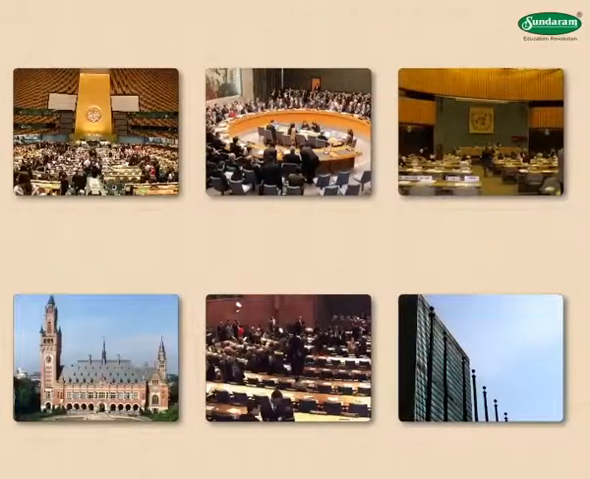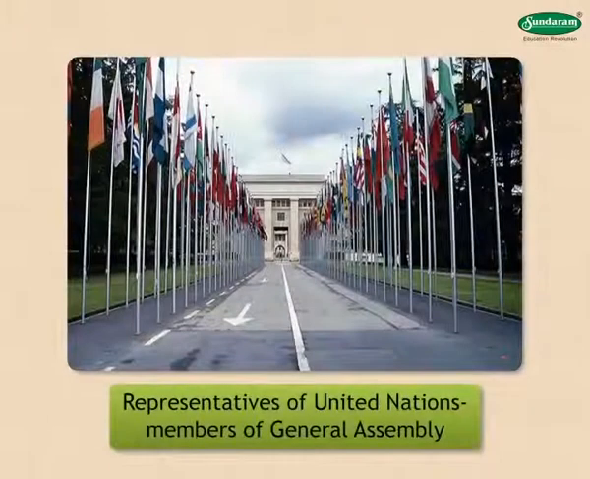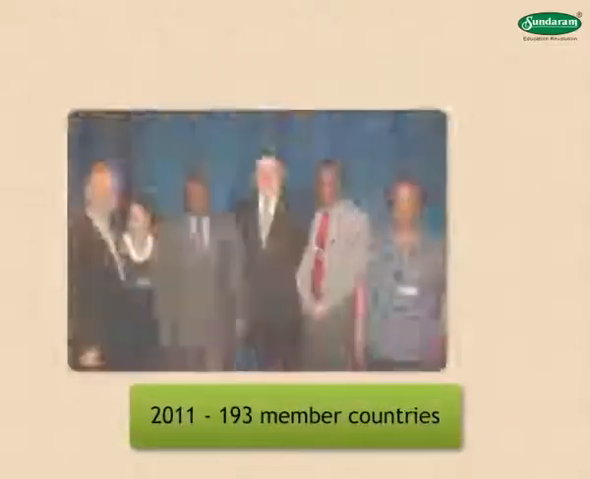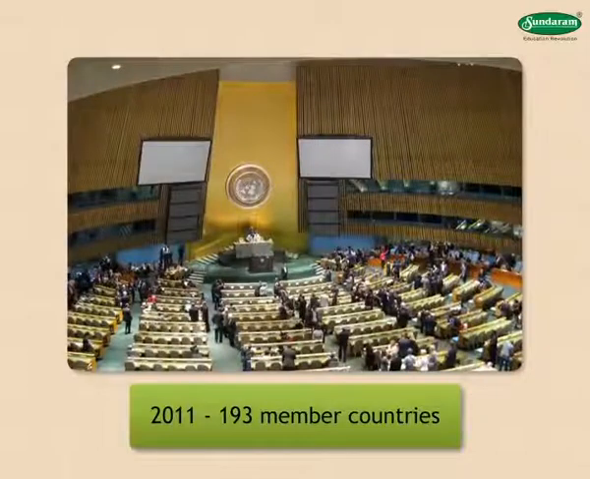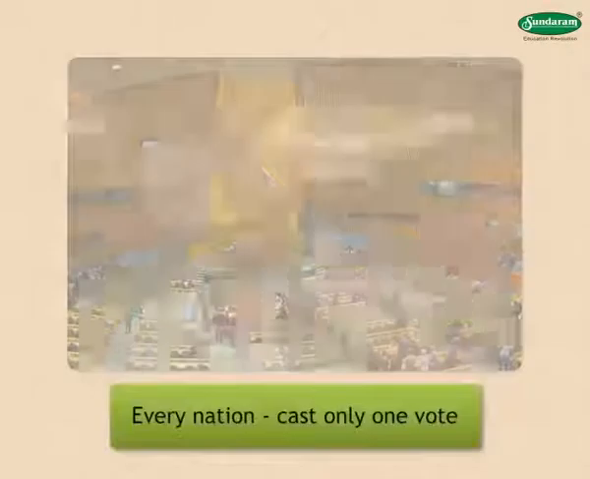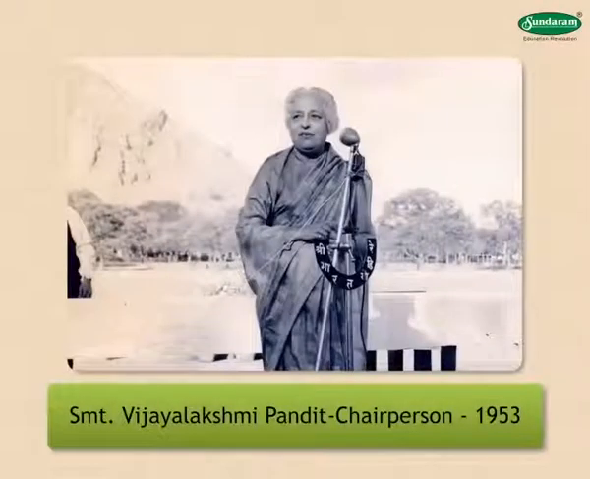Let's now see the structure of each of these organs and their functions. The General Assembly structure. The representatives of all member countries of the United Nations are members of the General Assembly. Till 2011, there were 193 member countries in the General Assembly. While voting in the General Assembly, every nation has the right to cast only one vote. Srimati Vijayalakshmi Pandit was the first lady to become the chairperson of the United Nations General Assembly in 1953.